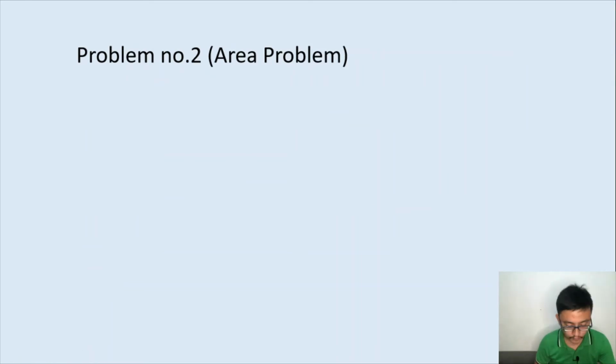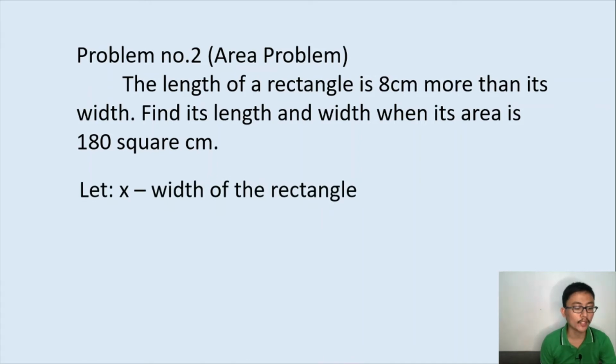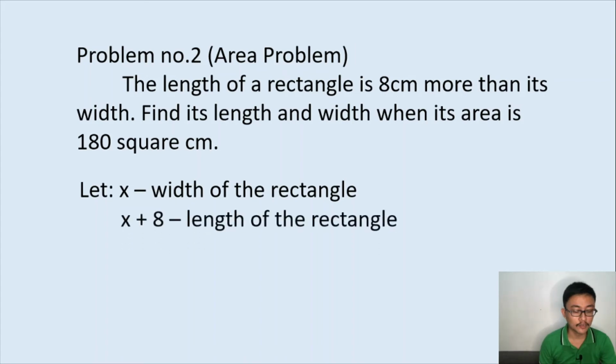Okay, next problem number 2 tayo. We have an area problem. So, basahin muna natin. The length of a rectangle is 8 centimeters more than its width. Find its length and width when its area is 180 square centimeters. So, after we analyze, let us now move on with identifying the unknown quantities. So, we're going to let variable x the width of the rectangle. Then, x plus 8 is the length of the rectangle.